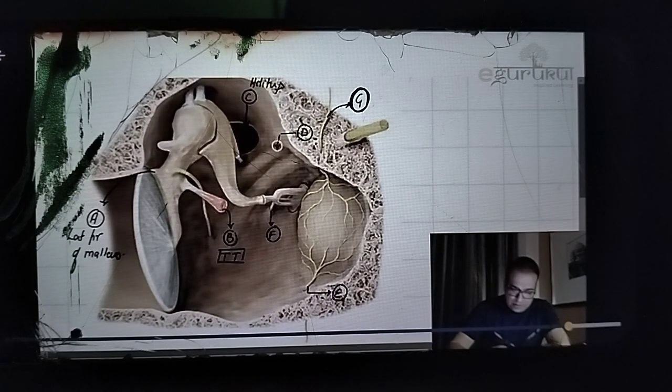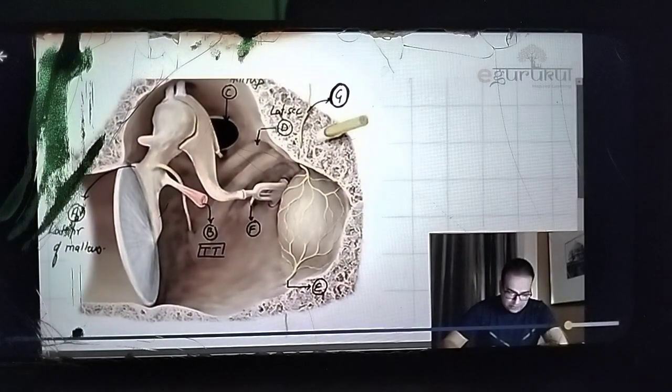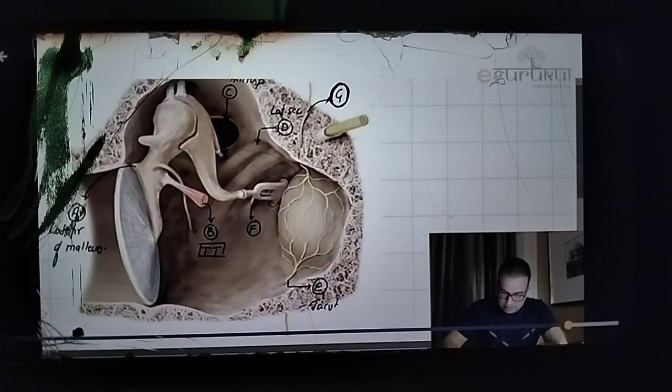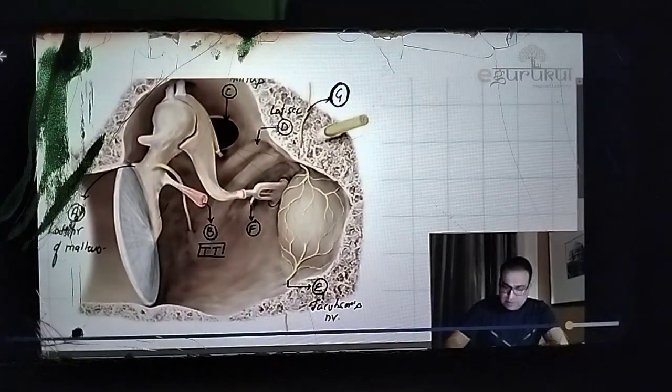Wonderful. Then you have above the facial canal, this here is the opening for the prominence for the lateral semicircular canal. The D is lateral semicircular canal. E is obviously the Jacobson's nerve. That is the Jacobson's nerve, or you can say the tympanic branch of glossopharyngeal nerve.